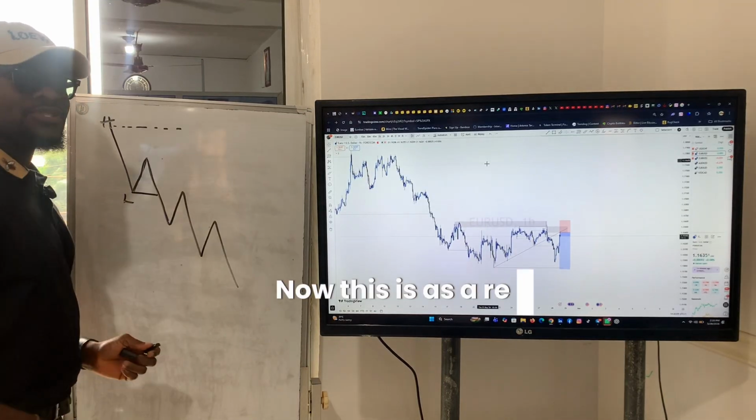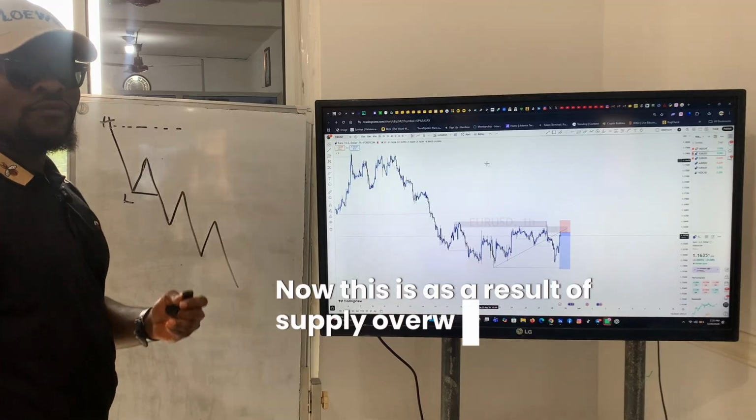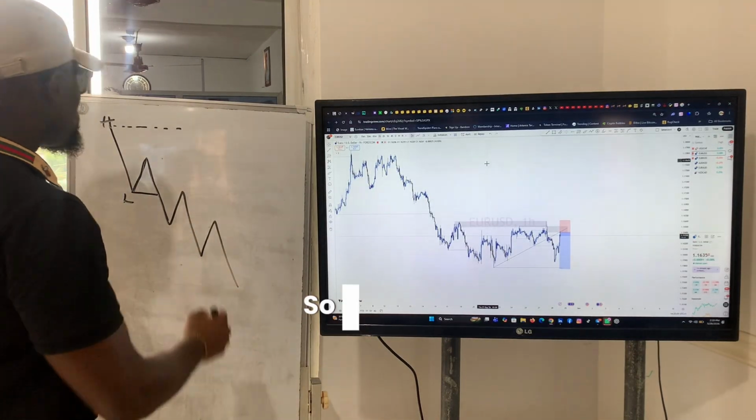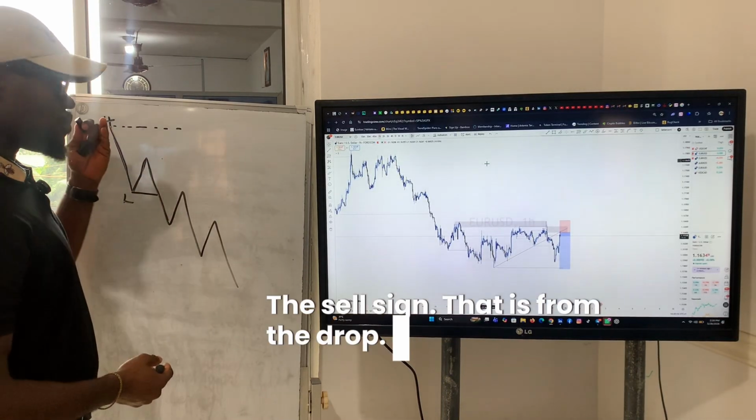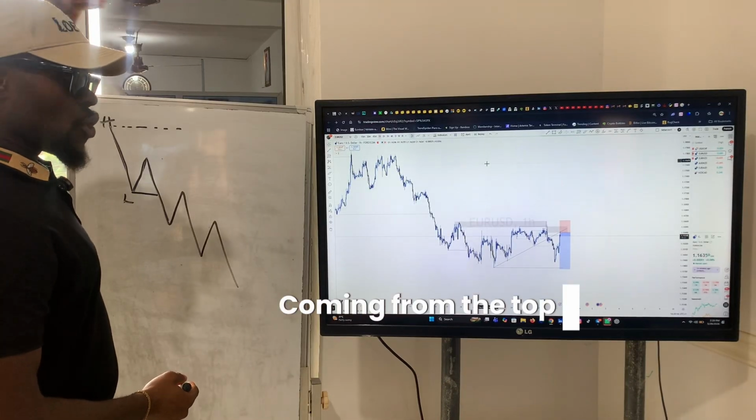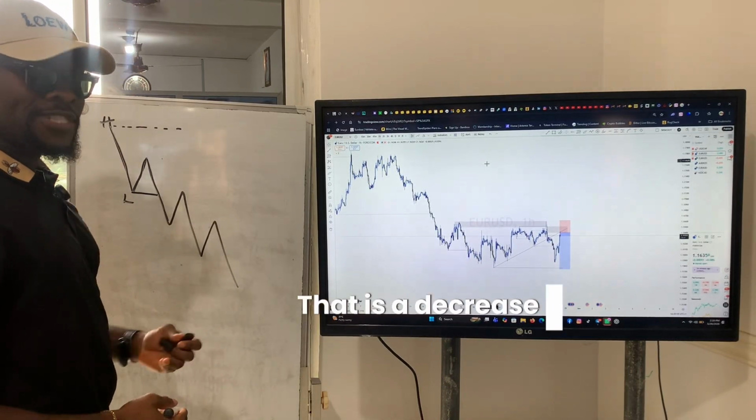Now, this is as a result of supply overwhelming demand. So supply is usually coming from what? The sell side. That is from the drop, coming from the top to what? Down. That is a decrease in price.